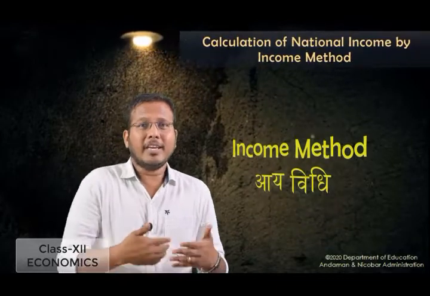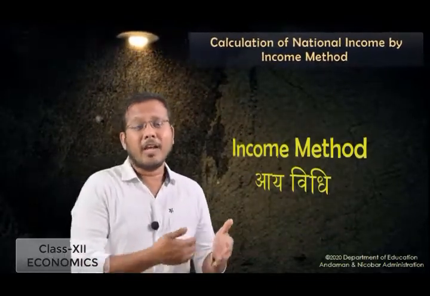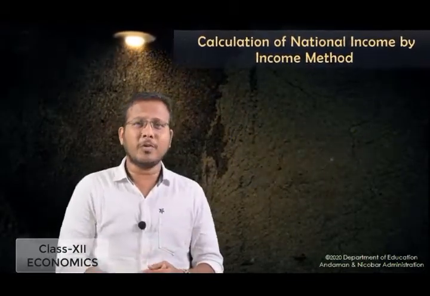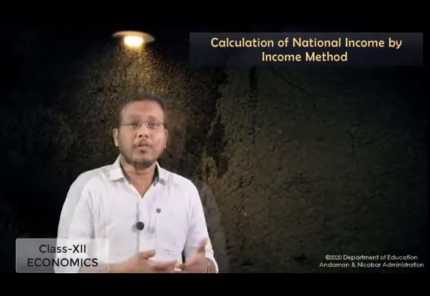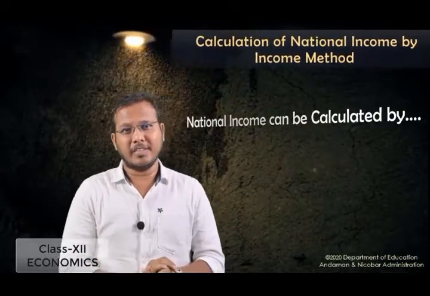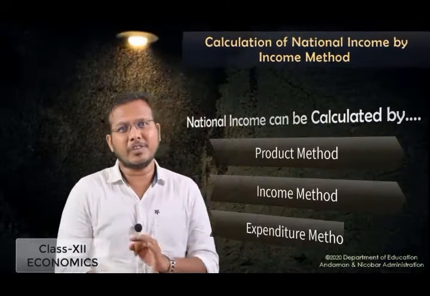So how we can calculate the national income with the help of getting the values of factors of production. In the earlier episode, when I started this second unit on the calculation of national income, I told you that the national income can be calculated by three methods. They are the product method, income method and the expenditure method.